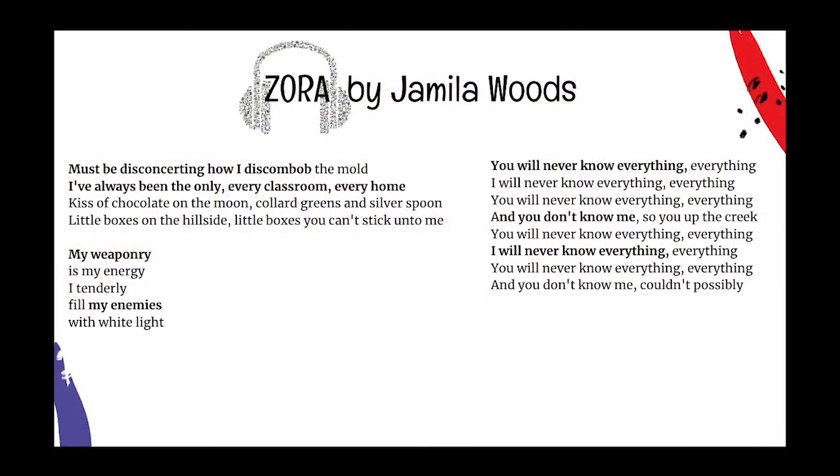Let's take a look. "Must be disconcerting how I discombobed the mold." There's something about chaos and going against the typical way of doing something. "I've always been the only, every classroom, every home," gives me the feeling that the speaker feels very alone. They talk about weaponry and enemies, meaning that they feel like they have people against them. And then they repeat, "You will never know everything. I will never know everything, and you don't know me."